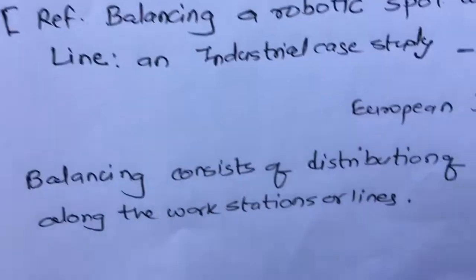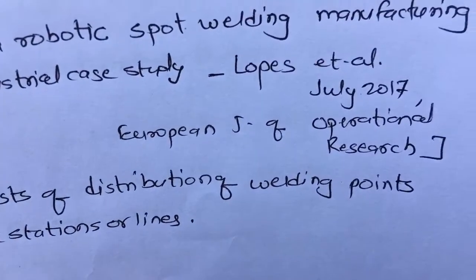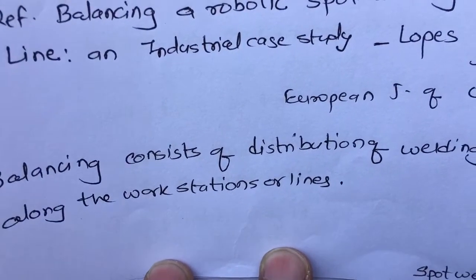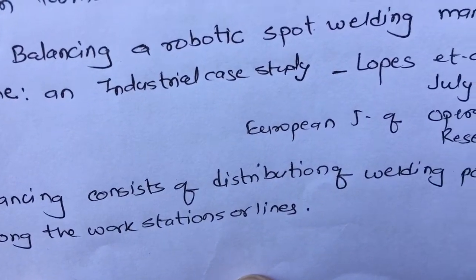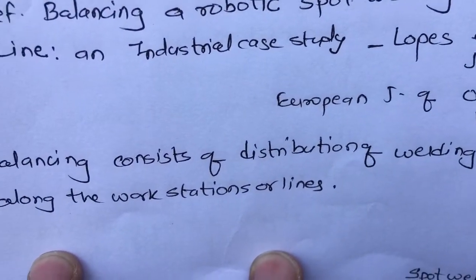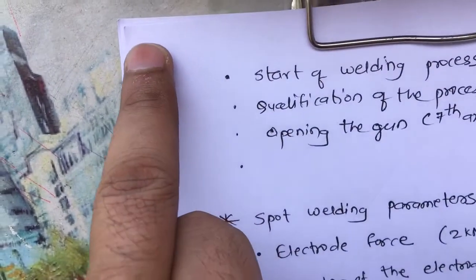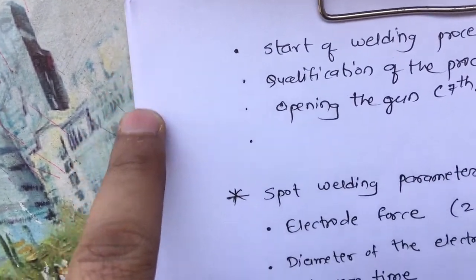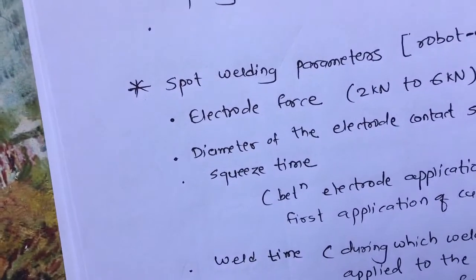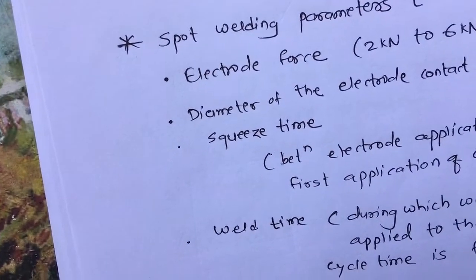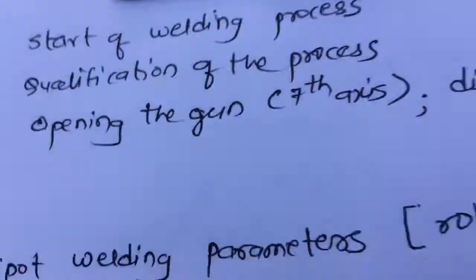Now there is a new term present in spot welding, that is called balancing. The balancing consists of distribution of welding points along the workstations or lines. So let us look at the definition of balancing once again. Balancing consists of distribution of welding points along the workstations or lines. For example, if this white paper is a sheet, then it is possible that these are 1, 2, 3, 4, 5, 6, 7, 8, 9, 10, like this one. So these are the number of welding points. So this is called balancing, distribution of welding points. Now let us proceed further.